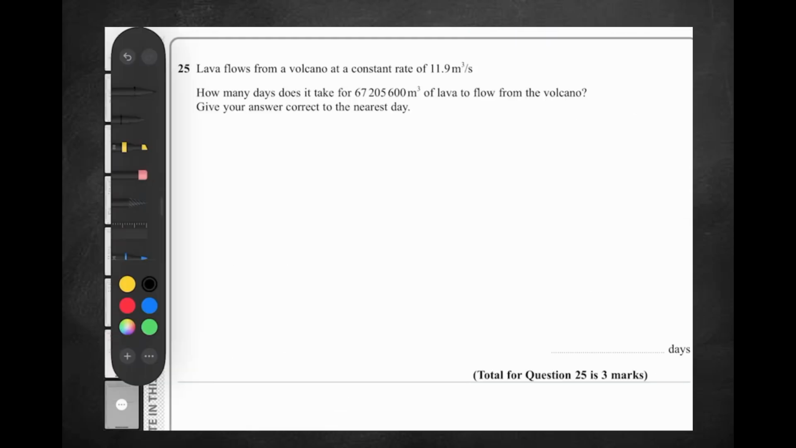So question 25. Lava flows from a volcano at a constant rate of 11.9 meters cubed per second. How many days does it take for that massive amount of lava to flow from the volcano? Give your answer correct to the nearest day.